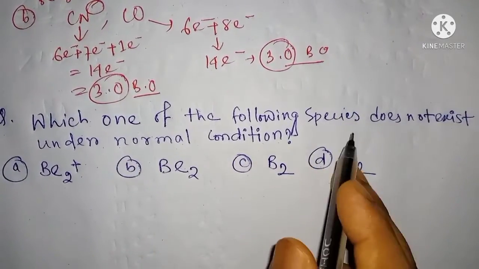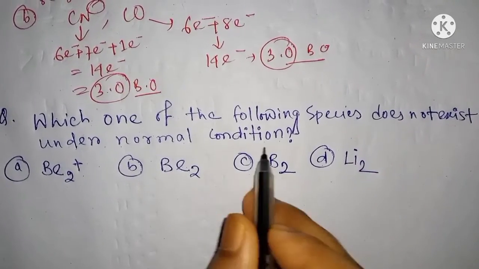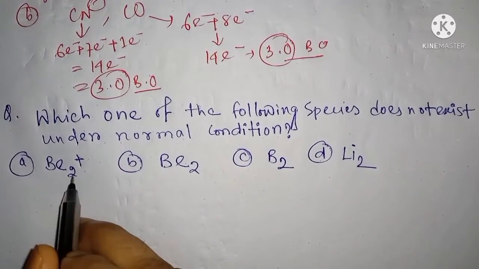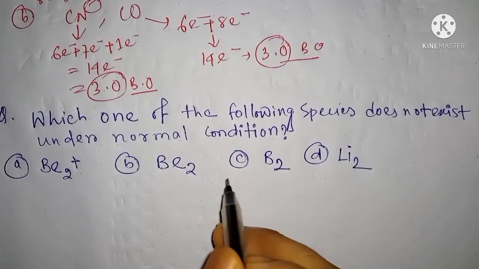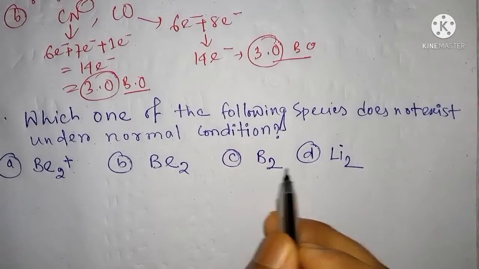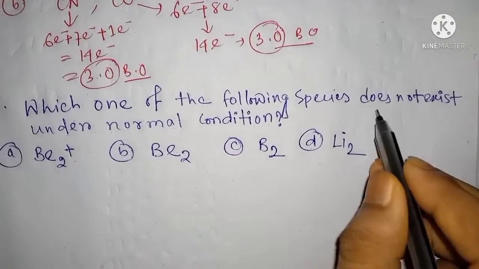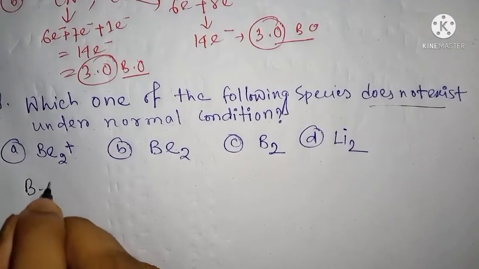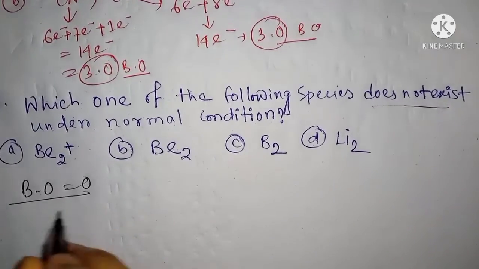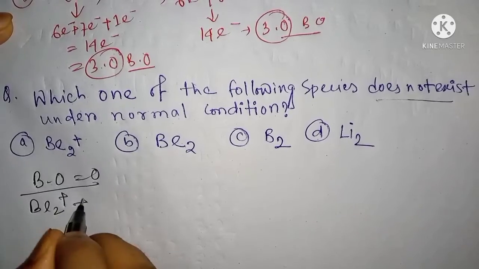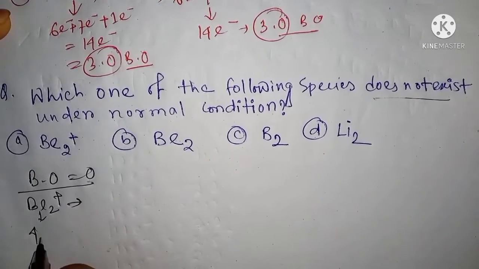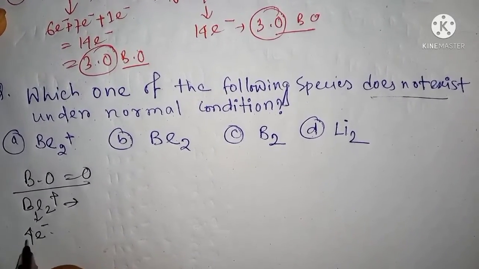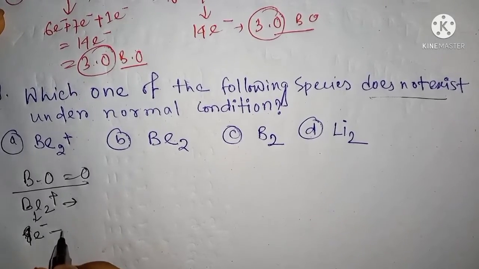Which one of the following species does not exist under normal conditions? Option A, Be2 plus, option B, Be2, option C, boron 2, and option D, lithium 2. Now does not exist means bond order equal to 0. So calculate bond order in case of beryllium 2 plus. Beryllium has 4 electrons, so 2 beryllium is 8 electrons, and 1 positive charge means 1 electron removed.